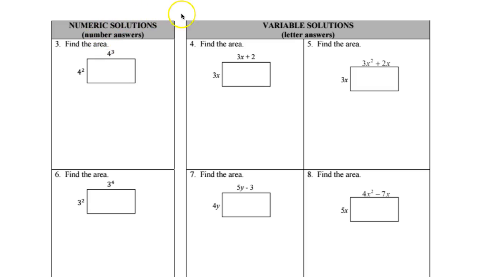So on these ones, you have two different types of questions, really. We've got some numeric ones. These are going to have a number answer. And then variable solutions. These will have a letter, a variable in them. So they're two different ones.